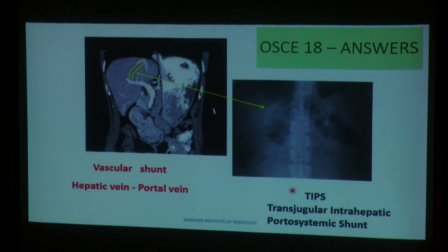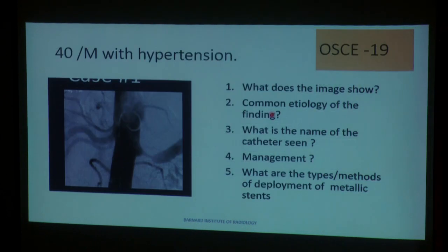Just two more, I'll go fast. So this is the vascular shunt. You can see it in a plain X-ray. So this is an image showing a renal artery stenosis. What is the etiology? What is the name of the catheter which you see here? How do you manage, and what are the types of stents?